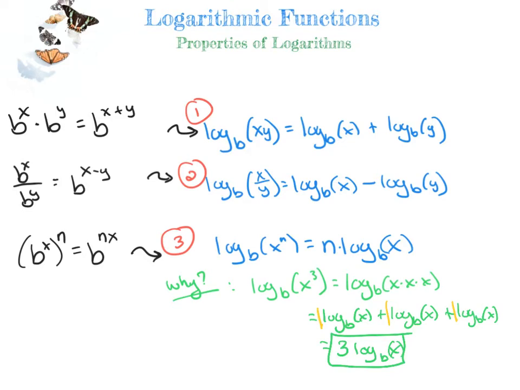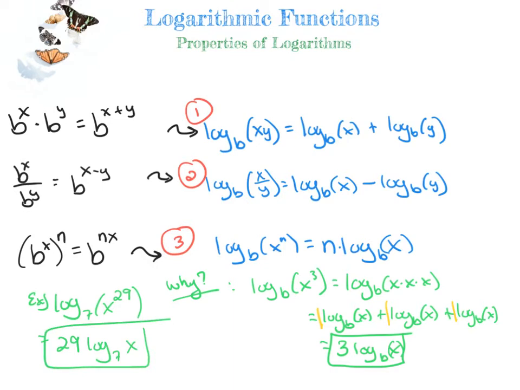So instead of doing that every single time, if we had something like, for example, log base 7 of x to the 29th, instead of using this property here and writing out 29 x's, adding all those log base b of x's together and then combining them only to find out we have 29 of them, this rule tells us that we have the shortcut of writing 29 times log base 7 of x.